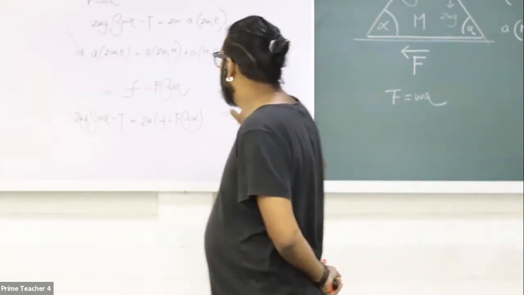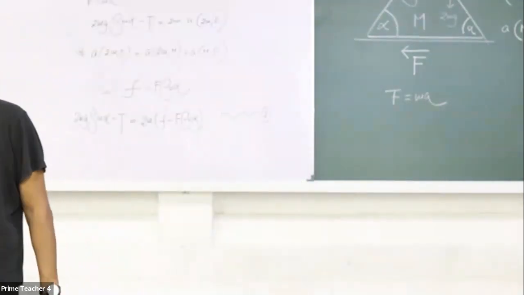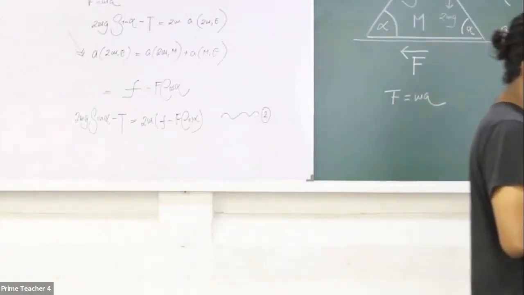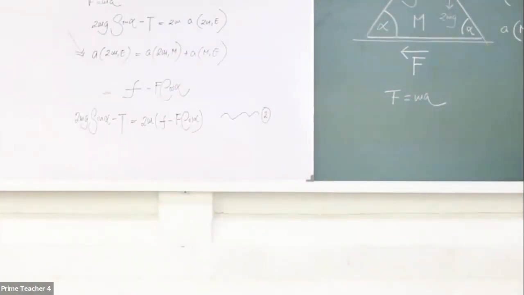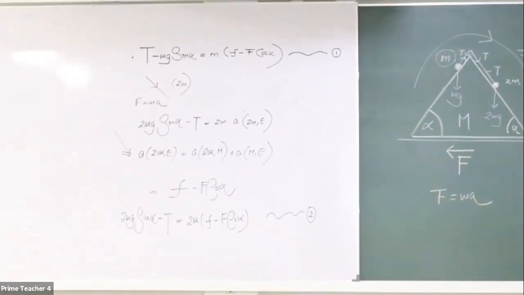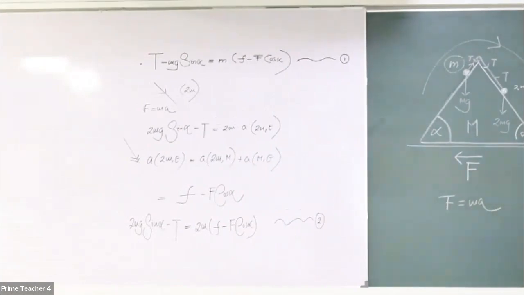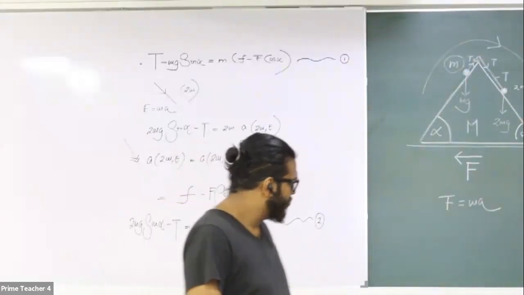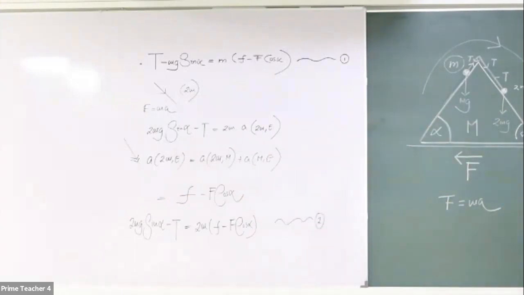Right, shall we complete this? Now, can you add these two equations and see what happens? Add 1 and 2. T together again. So you have a new equation where T is eliminated.